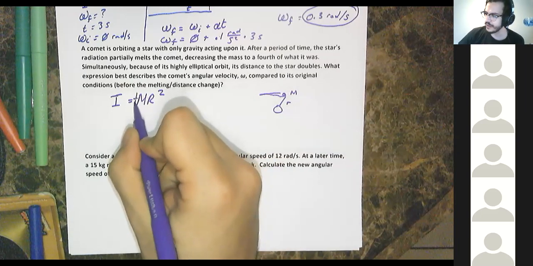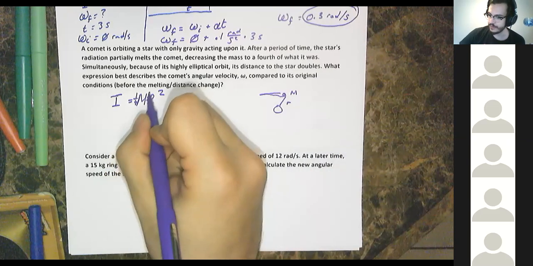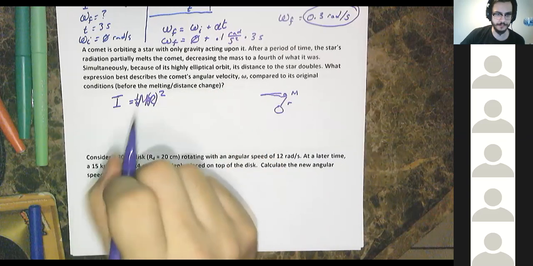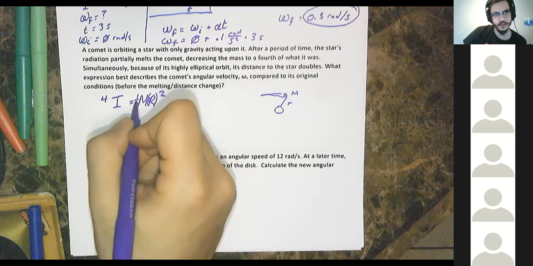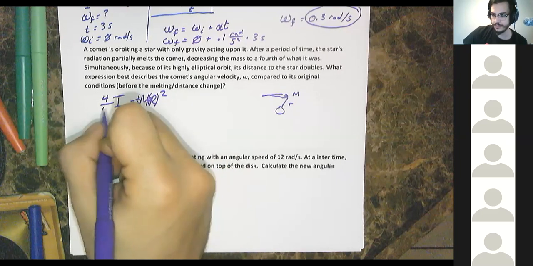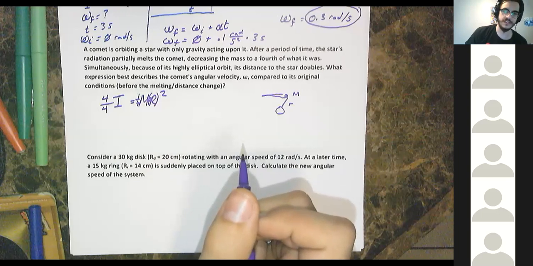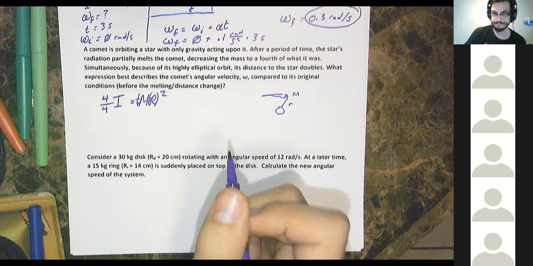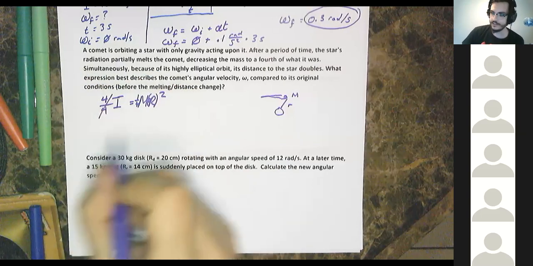So we're cutting the mass down to 1/4 while the radius doubles. But remember, that radius is getting squared. 2 squared, 4. 1/4 times 4 is 1. So what's the overall change to our moment of inertia? It's the same. It's the ding dang same.